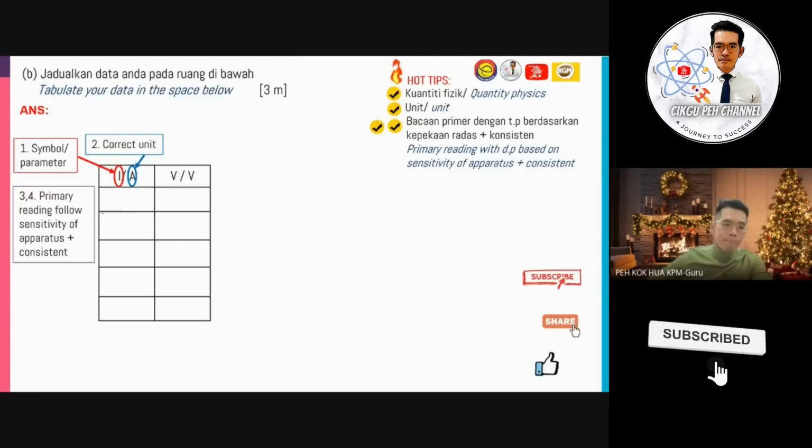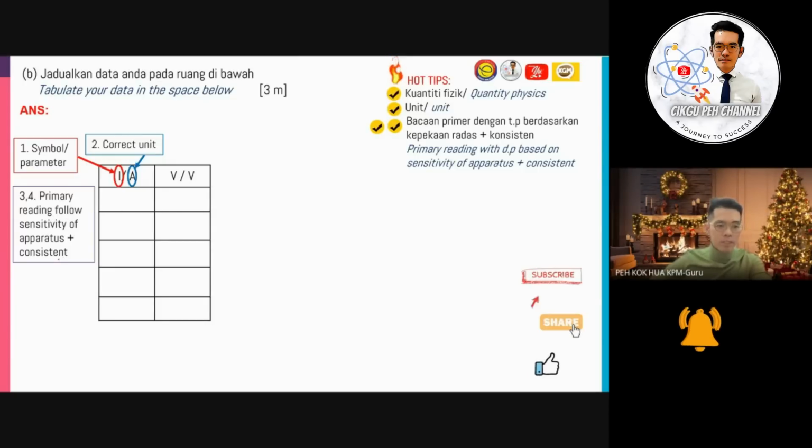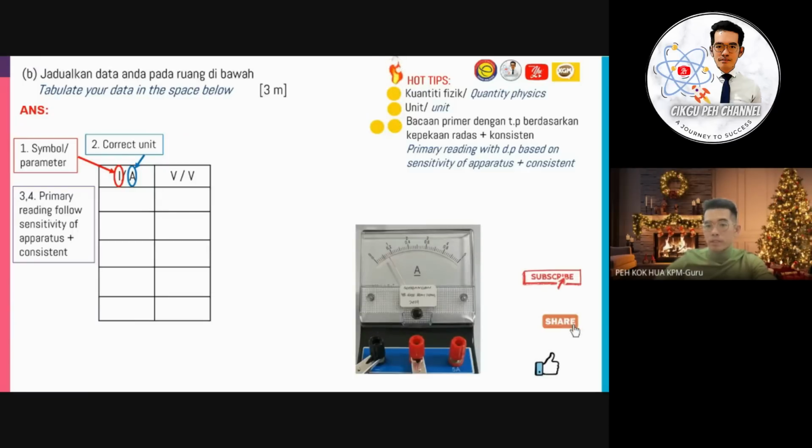So here, the primary reading needs to follow the sensitivity of the apparatus, and then we need to give consistency, which means the decimal places for all the data must be the same. That means the data for current must have the same number of decimal places, and the potential difference also the same. So here I am going to discuss with you how you identify the sensitivity of the ammeter.